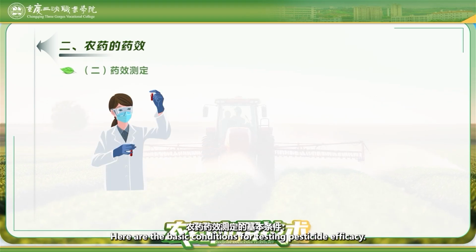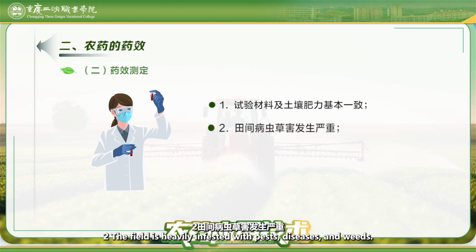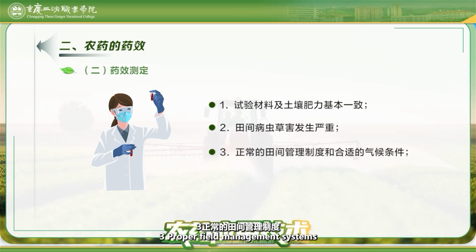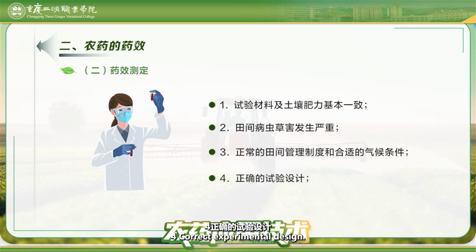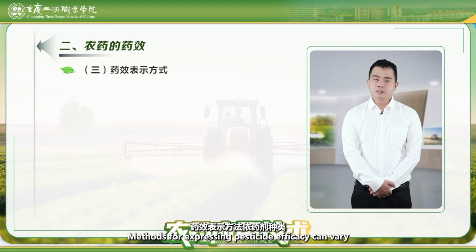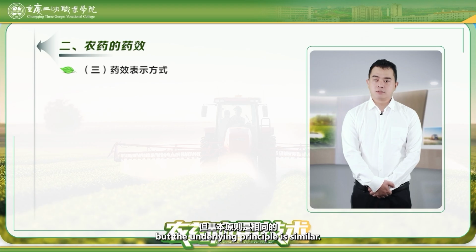Here are the basic conditions for testing pesticide efficacy. 1. The test materials and soil fertility are roughly the same. 2. The field is heavily infested with pests, diseases, and weeds. 3. Proper field management systems and suitable climatic conditions. 4. Correct experimental design. Methods for expressing pesticide efficacy can vary with the pesticide's type and its control targets, but the underlying principle is similar.